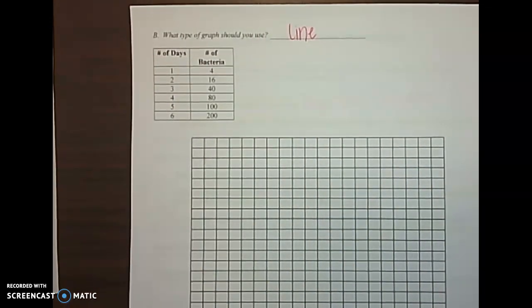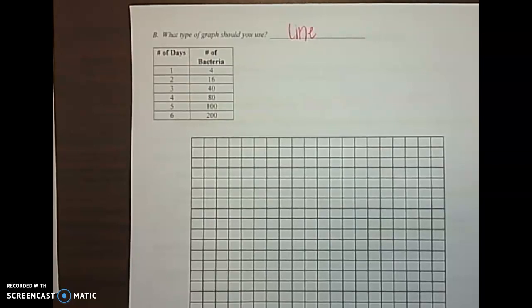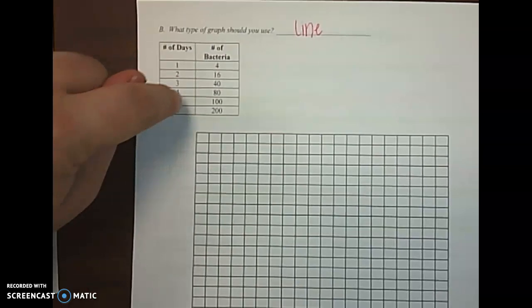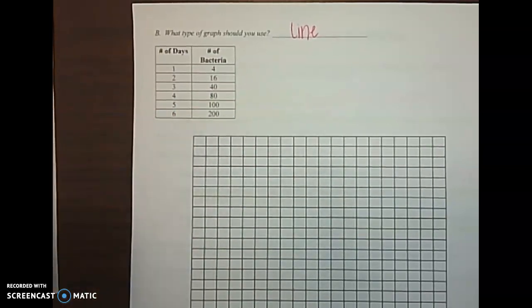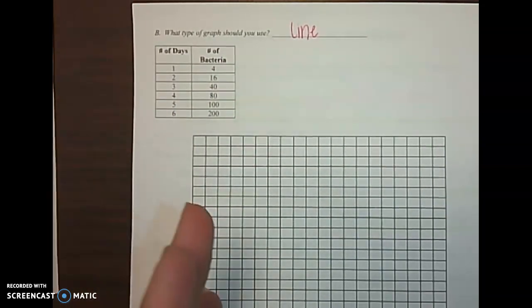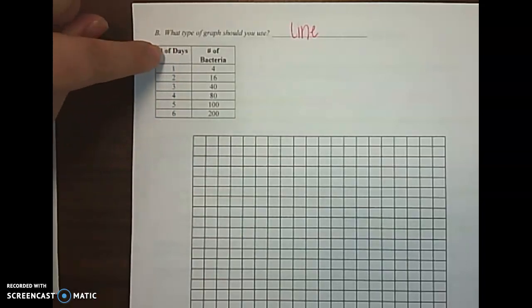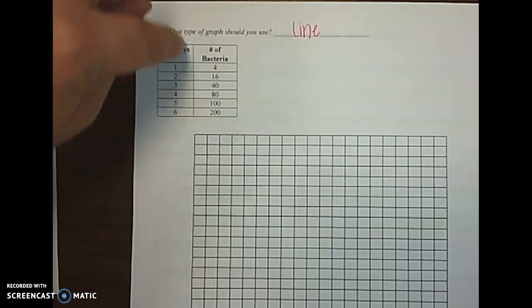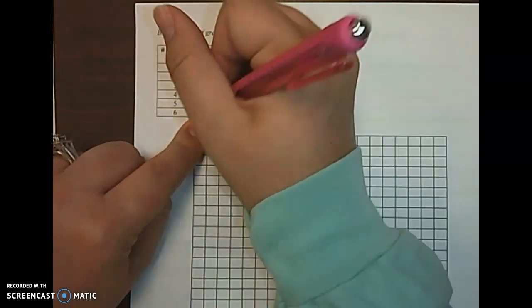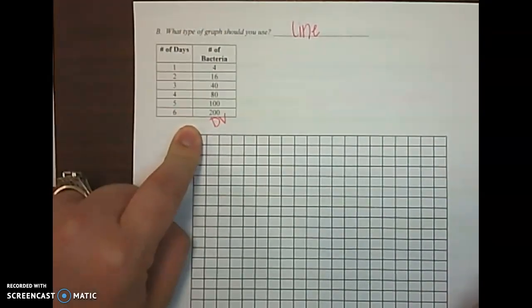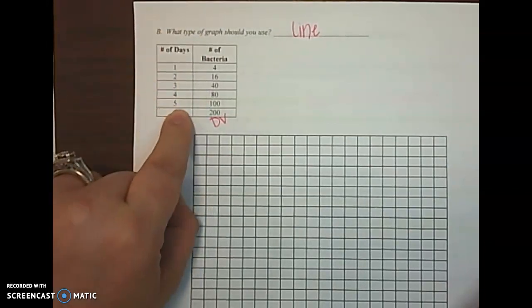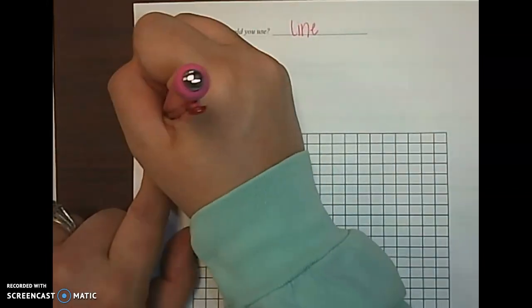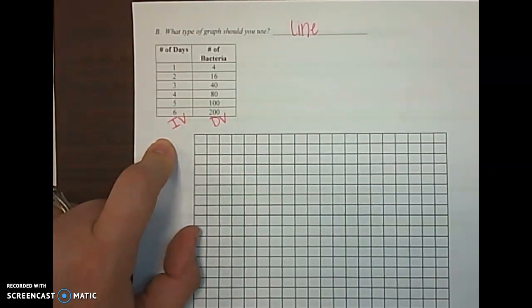Now, we need to identify what our independent and dependent variables are so we can graph this. Now, because we have numbers on both of them, it may be a little difficult for you to determine what is being measured. But if we can see, we're not measuring the number of days. We're measuring the number of bacteria. So that is going to be our dependent variable. We are testing or changing the number of days. That is our independent variable.